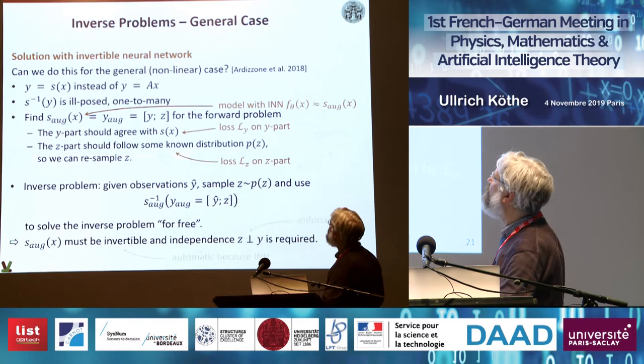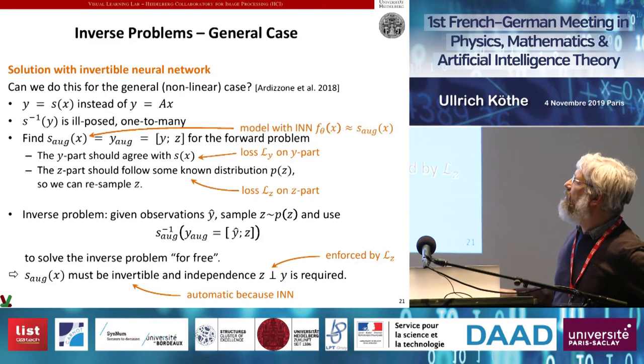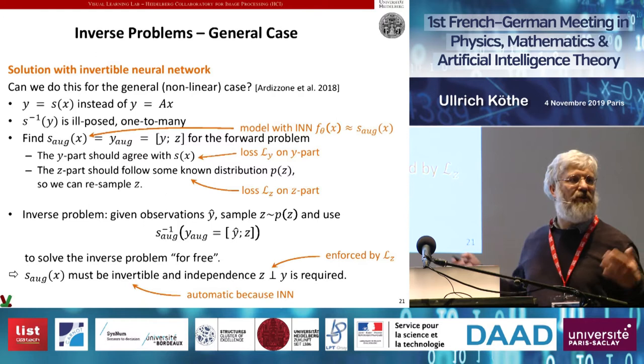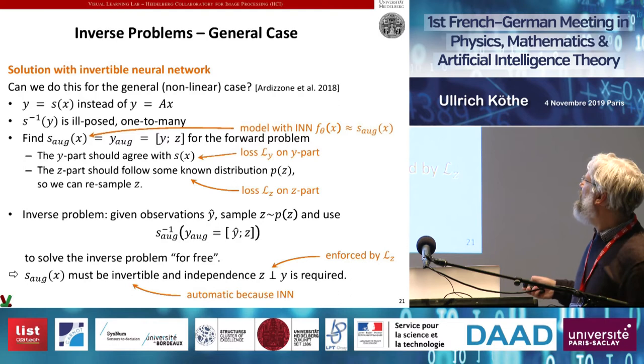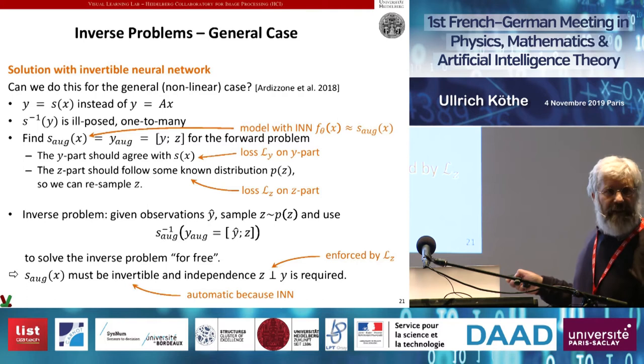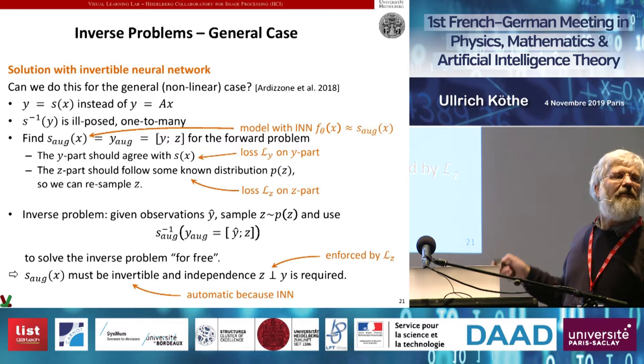And the fact that the augmented mapping here is invertible is automatically ensured because we use an invertible neural network. And the independence between z and y, which is necessary so that we can sample from z independently of y, is enforced by the particular form of the loss that we use on the z part of the output.